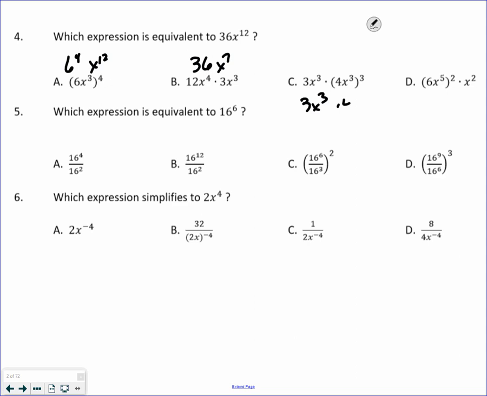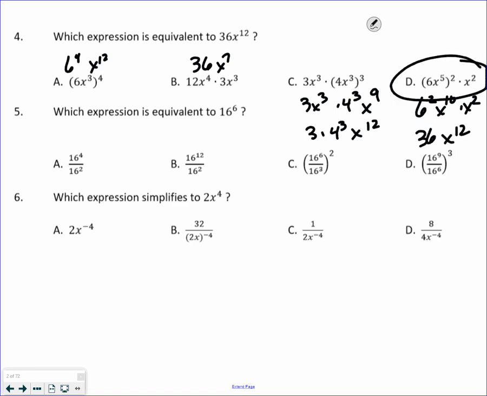You get 4 to the third, x to the ninth, which gets you 4 times 4 times 4. So 3 times 4 to the third, x to the 12th. Again, 3 times 4 to the third is much too big. And then the last one, 6 to the second, x to the 10th, x to the second. And so 36, x to the 12th, D is the correct answer.